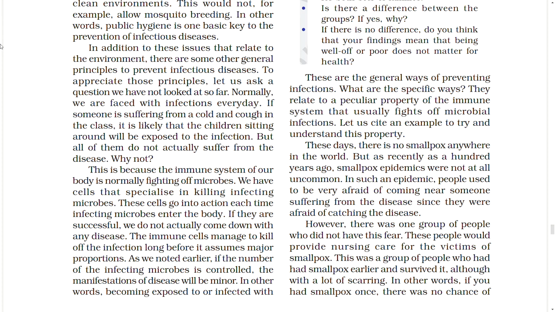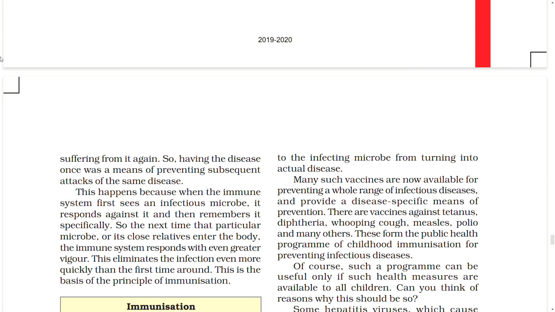This was a group of people who had smallpox earlier and survived it, although with a lot of scarring. In other words, if you had smallpox once, there is no chance of suffering from it again. So, having the disease once was a means of preventing subsequent attacks of the same disease. This happens because when the immune system first sees an infectious microbe, it responds against it and then remembers it specifically. So the next time that particular microbe or its close relatives enter the body, the immune system responds with even greater vigor. This eliminates the infection even more quickly than the first time around.